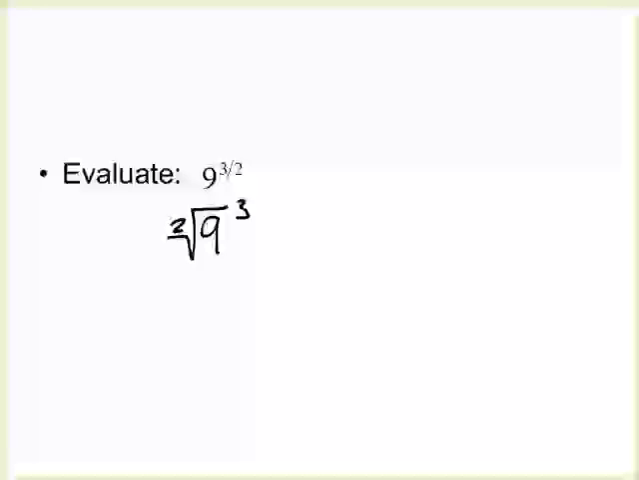We could do these first. So we could do 9 cubed, but I don't know what 9 cubed is, so I'm going to do the square root instead. What's the square root of 9? 3, and I haven't done that power yet. What's 3 cubed? 27. 3 times 3 times 3 is 27, and that's our answer.